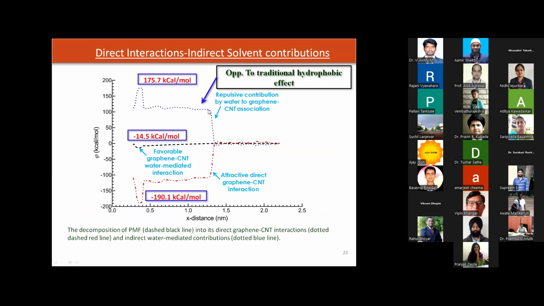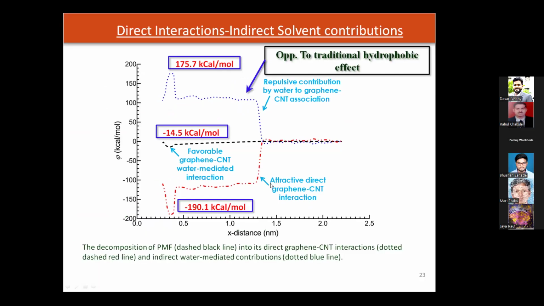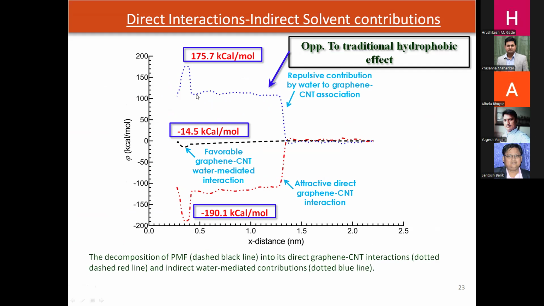The first thing that was observed: this graph shows the segregated interactions. The first interaction is between CNT and graphene, the red line. This line shows a favorable interaction between CNT and graphene, and this blue line shows an unfavorable interaction due to the water or the solvent. So the role of solvent here is opposite to the traditional effect.